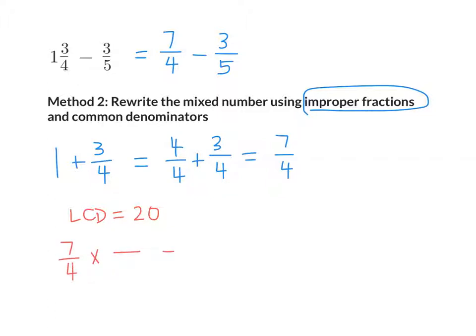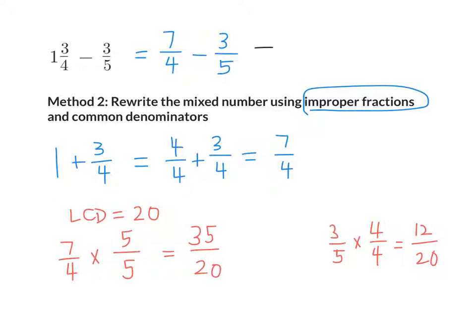Okay, so now let's make equivalent fractions. 7/4 times some version of 1 is going to give me an equivalent fraction where the denominator is 20. What version of 1 should we multiply by? Everybody? 5 over 5. That means that 7/4 is equivalent to 35/20. Okay, our next fraction, 3/5, we already know if we multiply it by 4 over 4, we will get 12/20. So now let's rewrite that question. Instead of 7/4, I can write 35/20. And then instead of 3/5, I can write 12/20.